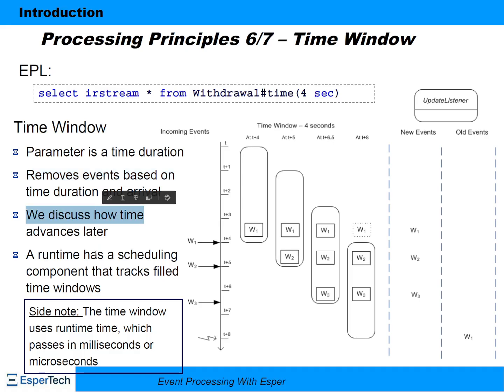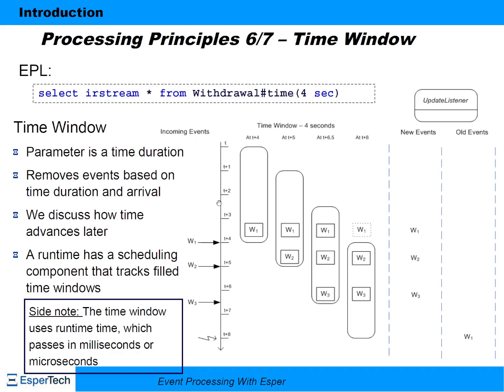A runtime has a scheduling component that tracks filled time windows. Therefore, when a time window is empty, the runtime does not do any kind of tracking or processing at all. And when time advances but no events expire, there is no processing at all. The time tracking of a time window is based on runtime time. Runtime time is a global concept and passes in milliseconds or microseconds. The picture on the right side has an example scenario.